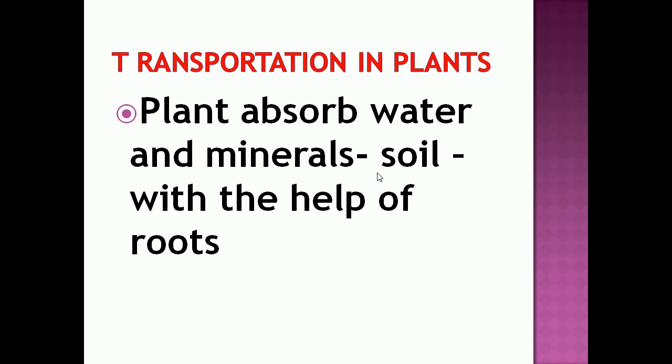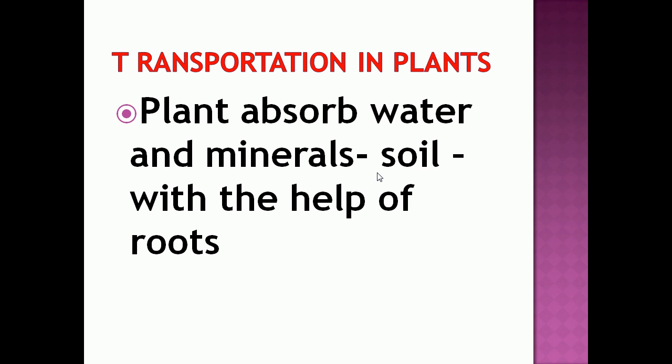So the water and minerals have to be taken to all parts of the plant. At the same time, the root of the plant also has to receive the sugar which is needed for its activity. So plants need a transport system. Plants absorb water and minerals from the soil with the help of roots. The water and minerals need to be transported to different parts of the plant, especially the leaves, which need water for the process of photosynthesis.